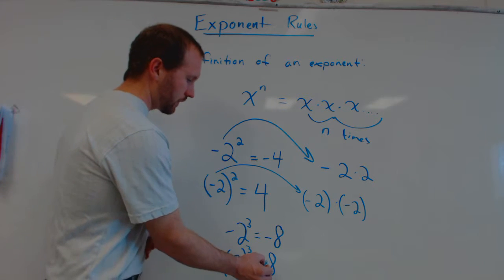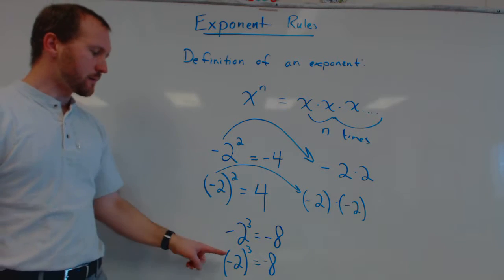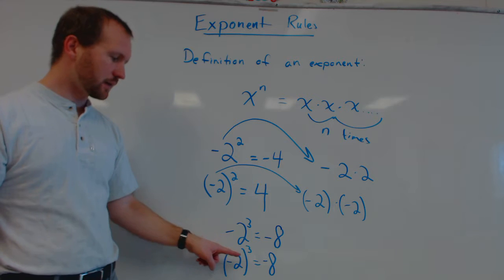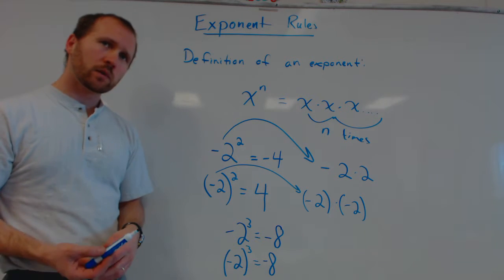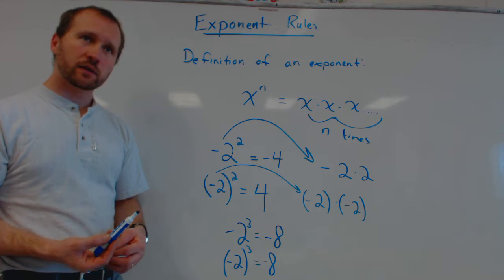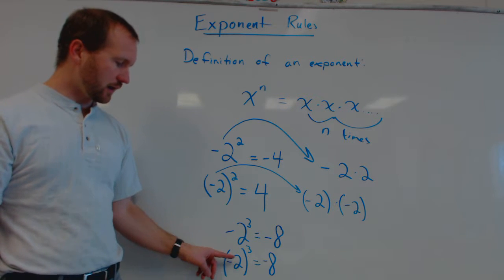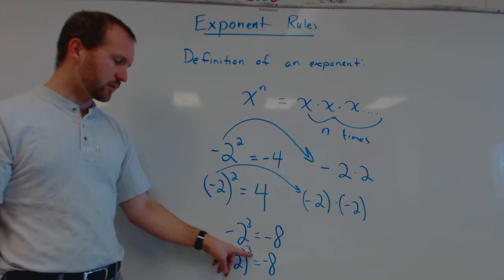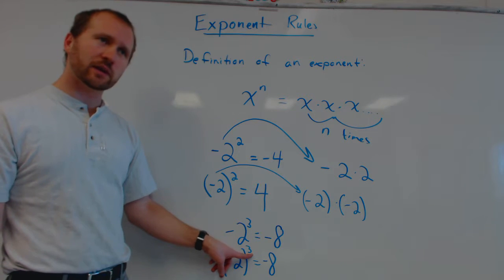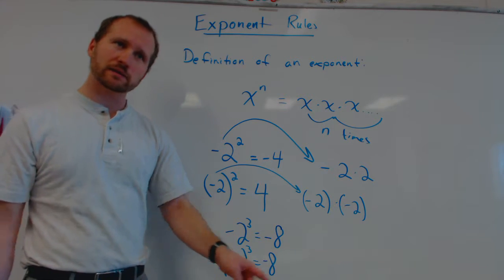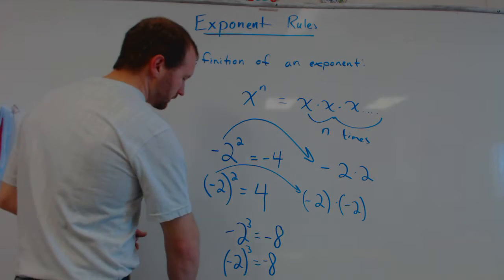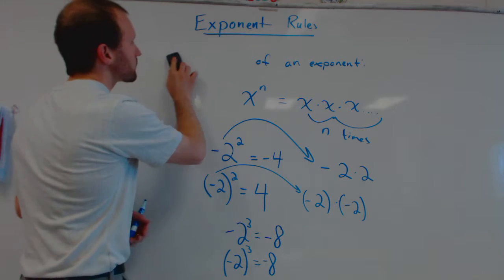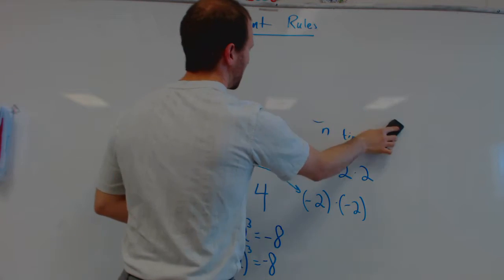Every time it's an odd number, you would get a negative. Nice. If I have an odd number here, my answer will be negative. If I have an even number here, my answer will be positive. Okay? All right.